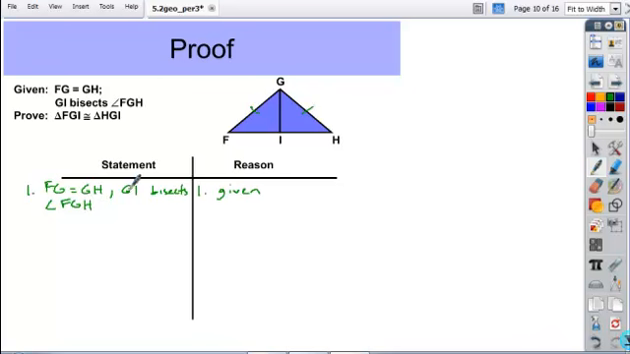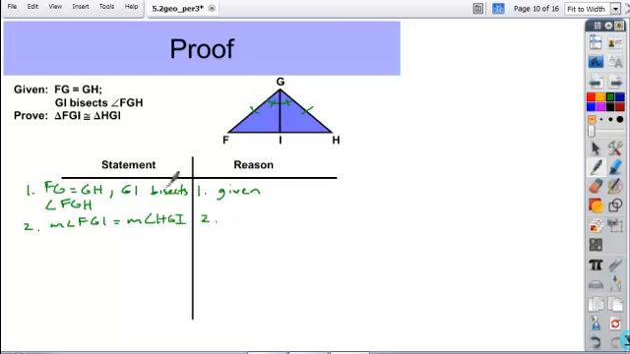If I know that GI is going to bisect this angle FGH, what do I know about the two angles that make up that larger angle? They're going to be equal. So I know that these two angles right in here are going to be equal to each other, so I do have to state that. I can make the statement that the measure of angle FGI is equal to the measure of angle HGI.